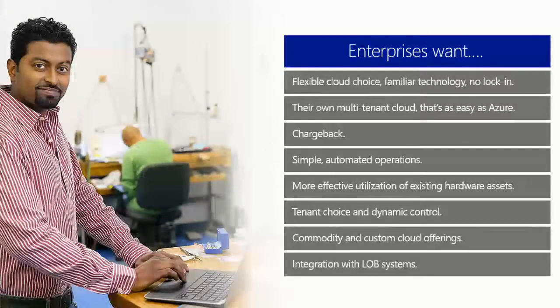What happens in an enterprise? Well, enterprise IT organizations still need to account for resources being used by different organizations within the broader org. That's known as chargeback. Can they do that for cloud services? And what does that mean? They want these simple automated operations. Automation is a key tenet in any data center. More effective utilization of existing hardware and assets.